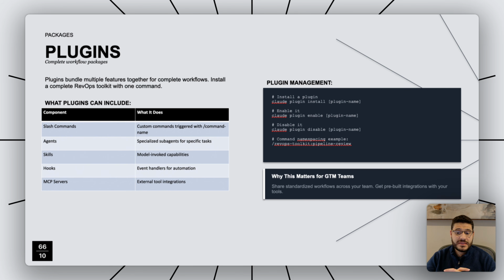Another great one that is important to know, and this is probably what you're seeing a lot of these days, are plugins, where it's a complete workflow package. Plugins bundle multiple features together for a complete workflow. So for example, you could install a complete RevOps toolkit with one command, right? And this is what you're probably seeing floating around a ton by folks. You could just do plugin install, and let's say there's a pipeline manager, you could download the plugin and set it up real quickly. And that essentially is a combination of things like subagents, hooks, skills, etc., all in one package.